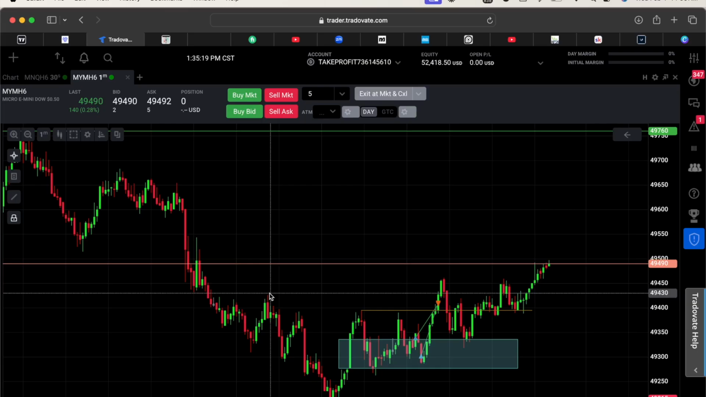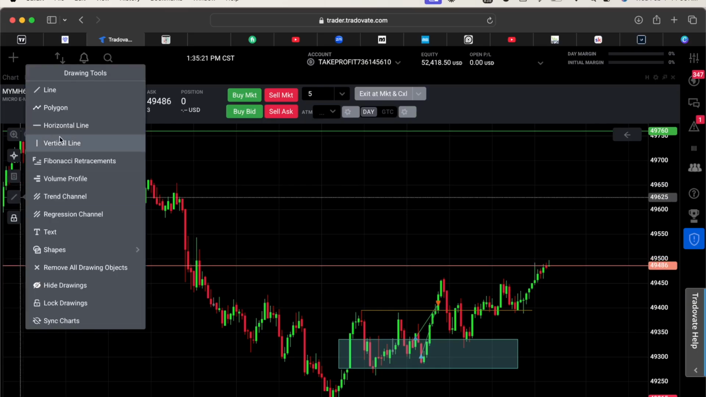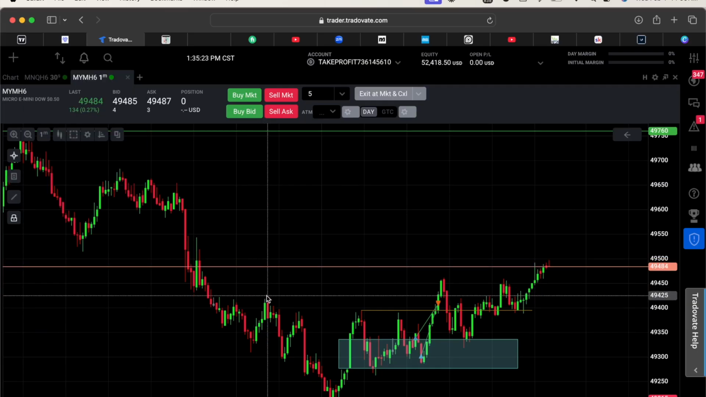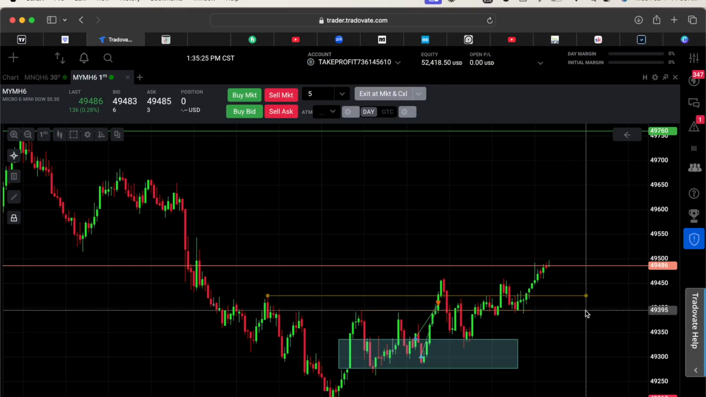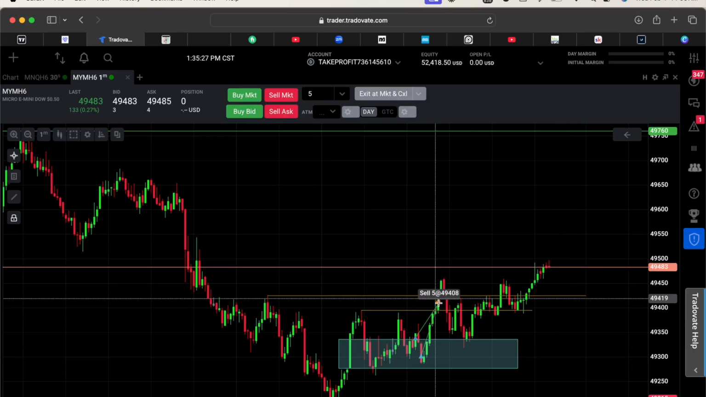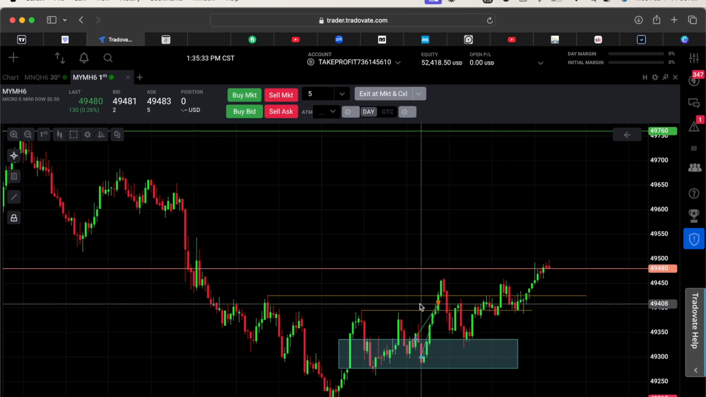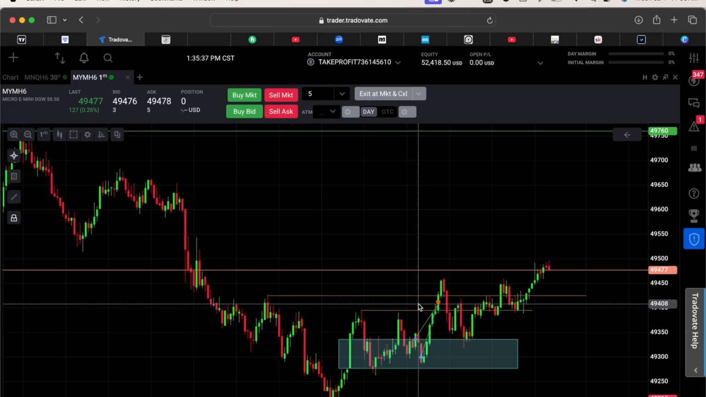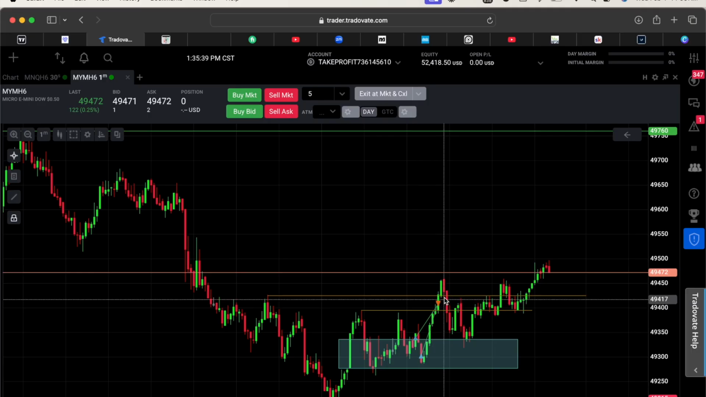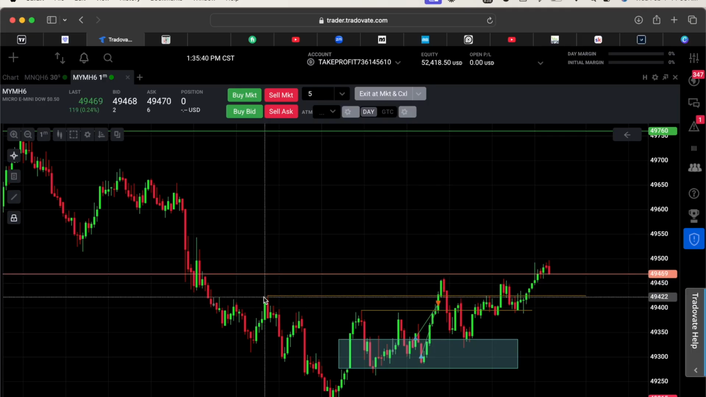So I obviously want to go for a nice bag. That's exactly what I did: I went for this high right up here, and then I closed out the trade at 49,408. So 49, right below it, I actually ended up closing the trade. It did end up hitting this high right here, which was nice.